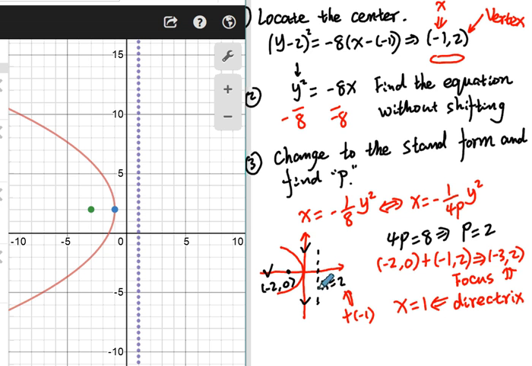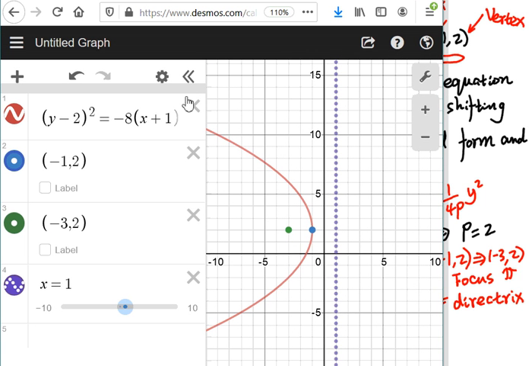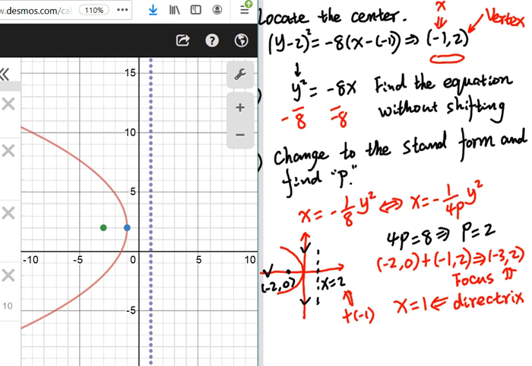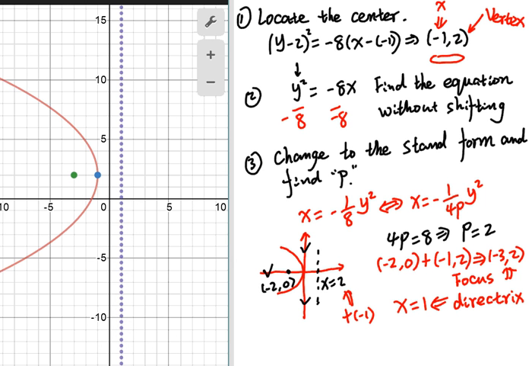And where is the focal point? Negative 3, 2. That's 1, 2, 3, negative, and then 2. So negative 3, 2. So this will be the focal point once you plug in this equation at the website decimal.com. All right, that will be our final answer.